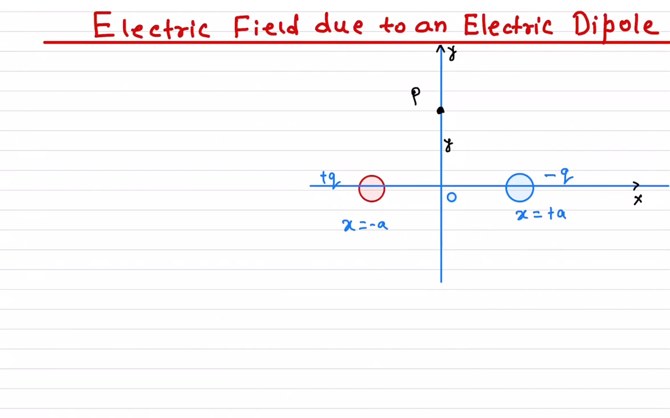So how do you find out the total field at this point? This point P is right on the perpendicular bisector of this line. Due to this positive charge, the electric field is always away from the charge. So due to this positive charge, the electric field is away from this charge. So this is the direction. Let me make it the red color.